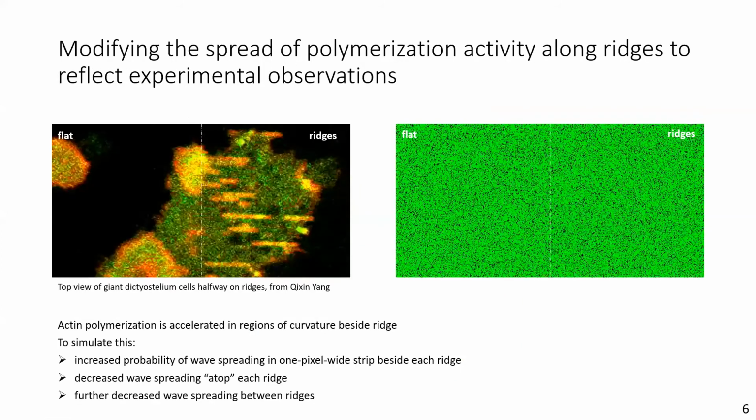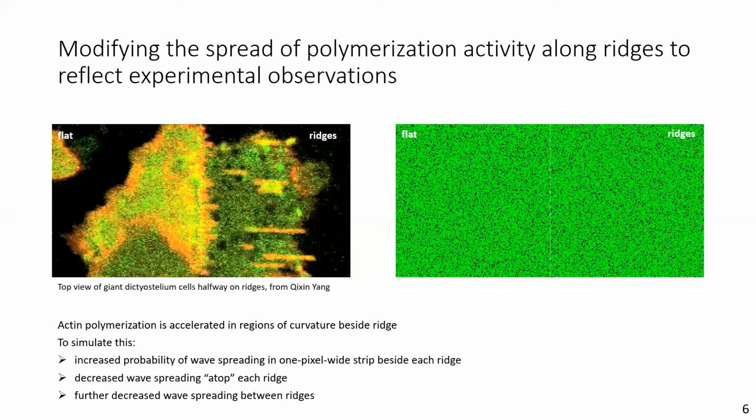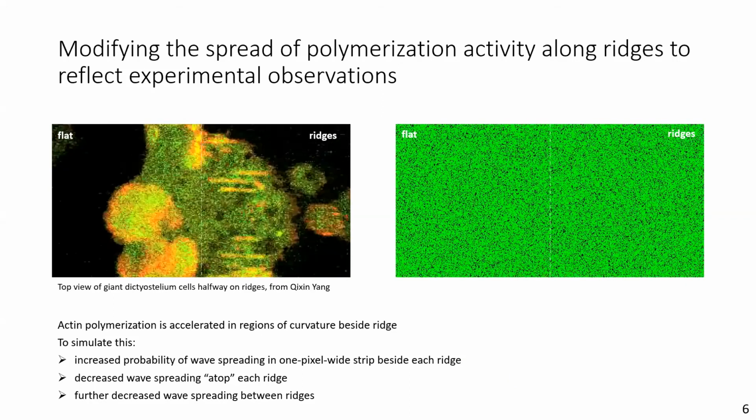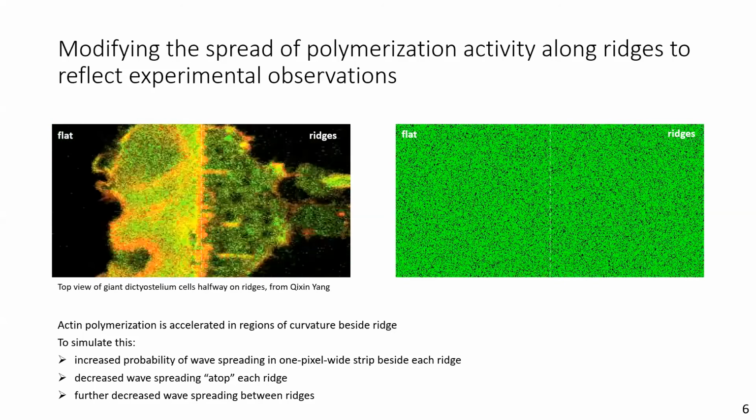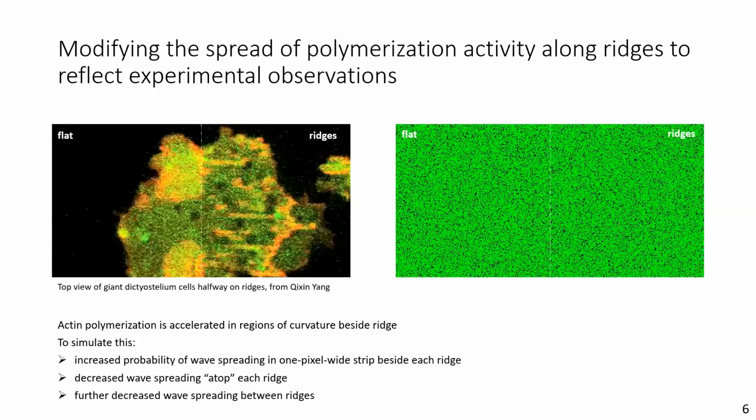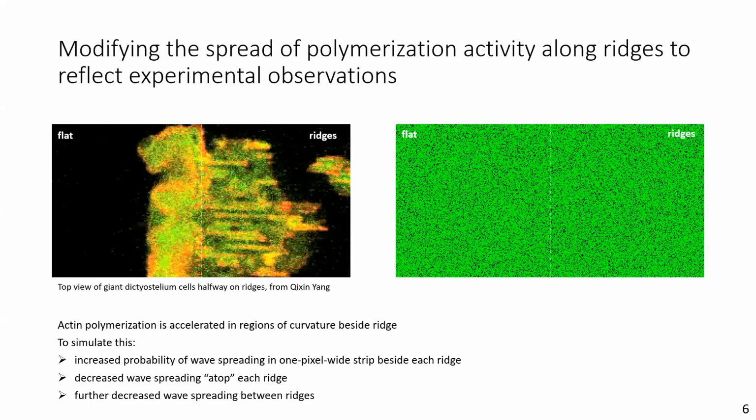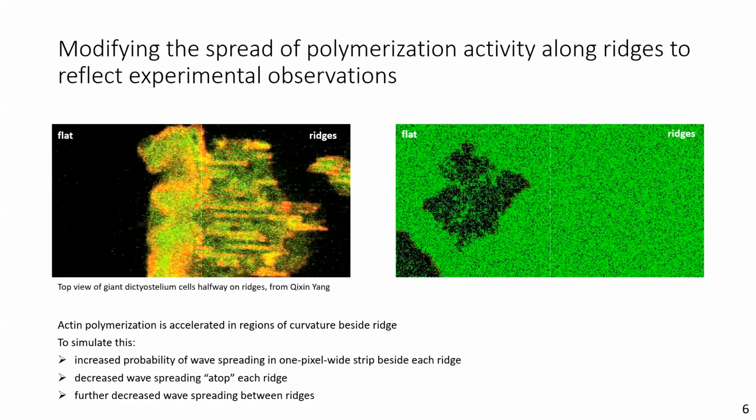Another thing that I've really been working on is modifying the way that my waves spread along ridges. So in life, we can observe that actin tends to have accelerated polymerization in regions of curvature, which really means up the side of the ridges, it's much more likely to be encouraged to move. Obviously, in my two-dimensional environment, I don't have curves or that third dimension with curvature, but I can simulate this by creating thin strips alongside the ridges where activity is encouraged to spread much more.